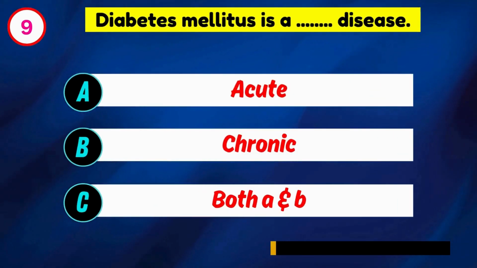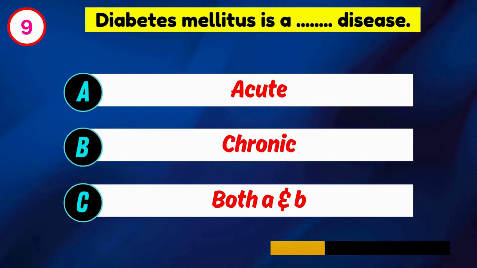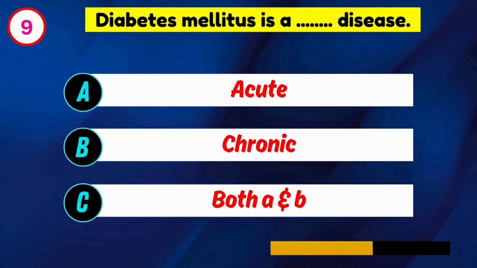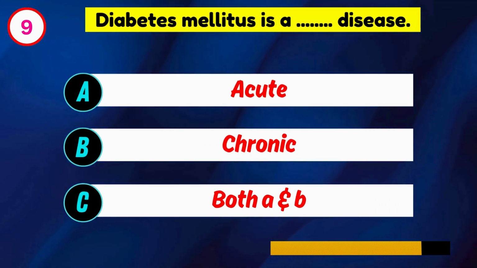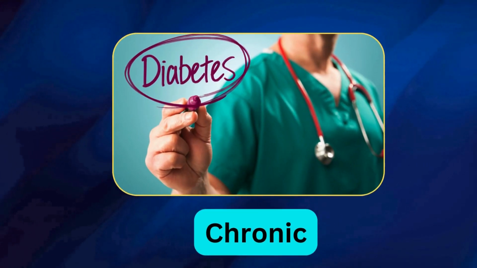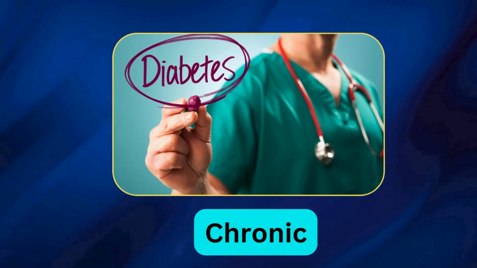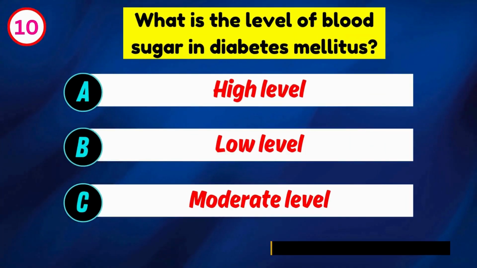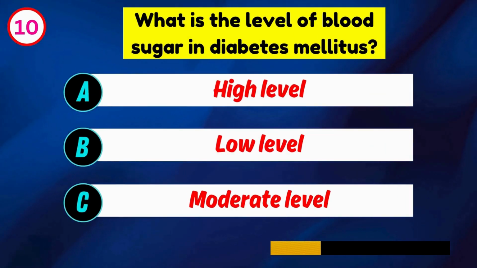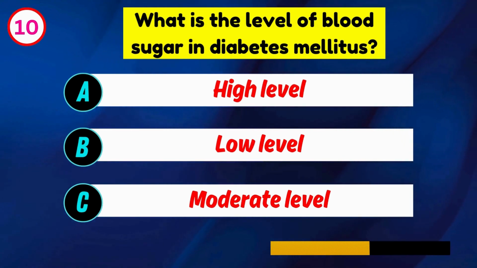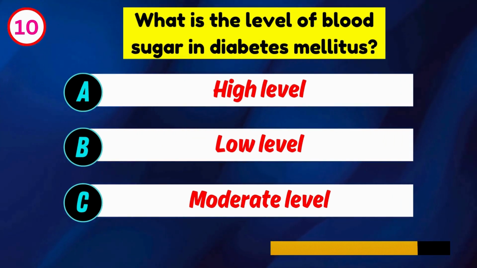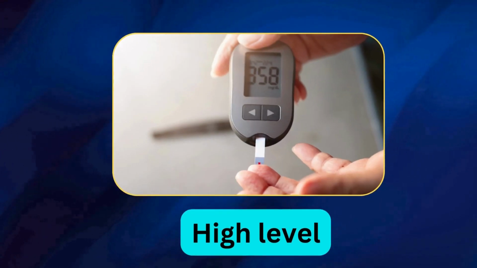Diabetes mellitus is a dash disease. Acute, chronic, both A and B. Chronic. What is the level of blood sugar in diabetes mellitus? High level, low level, moderate level? High level.